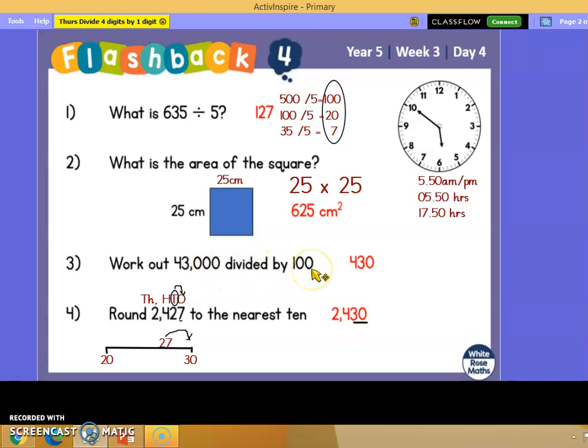43,000 divided by 100, 430. Rounding to the nearest 10, we can see, remembering 27 will round up to 30. That's its nearest 10, and the rest stays the same. Over on the time, it's before 6 o'clock, so it's 5:50 AM or PM, 05:50 hours, or 17:50 hours.